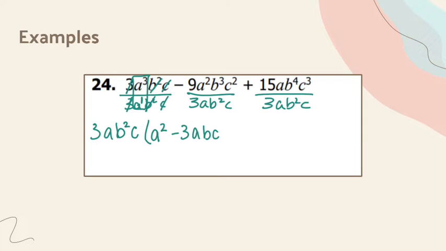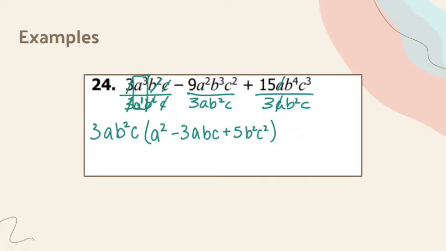All right, then the last term, we have an a and an a that cancel. Nothing else is identical, so nothing else can cancel. 15 divided by 3 is 5. B to the fourth over b squared is b squared. And c to the third over c is c squared. So this should be our answer, but we're going to distribute just to be safe and make sure that we did this right.